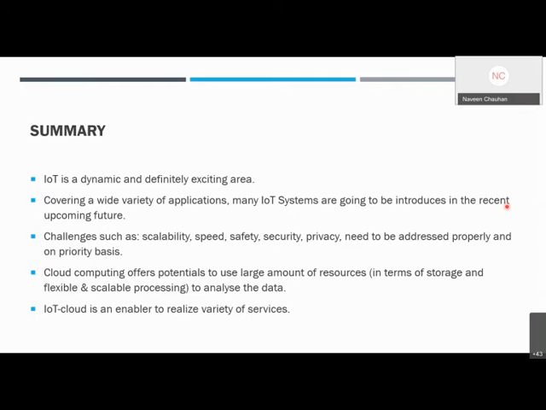Somebody can name, for example, the last question that was asked regarding the agriculture area. Somebody can later take the field as Internet of Agricultural Things. So as far as percentage is concerned, there is nothing like that, but definitely these are the enabling technologies which are going to realize a variety of services in the IoT cloud environment.